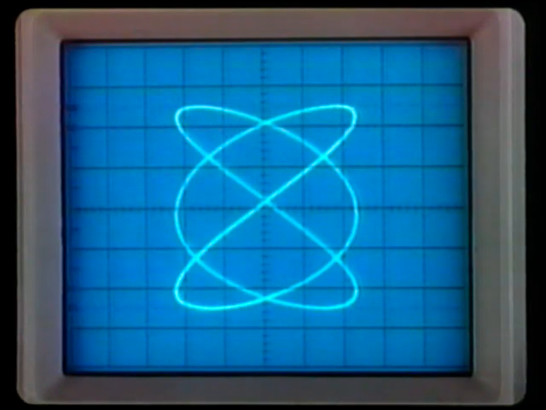In Part 5, you will learn how to use Lissajous patterns to determine the frequency and phase of AC waveforms.